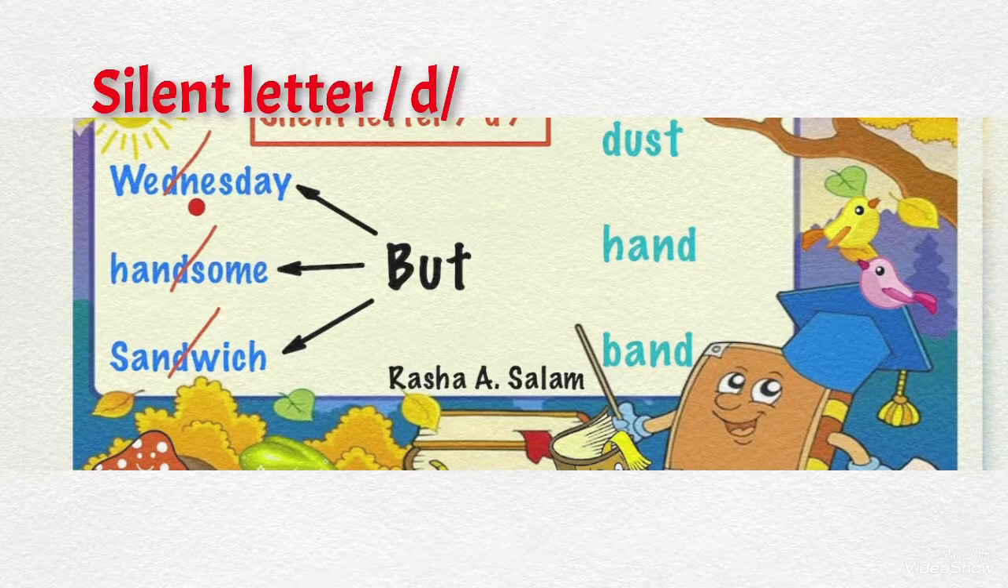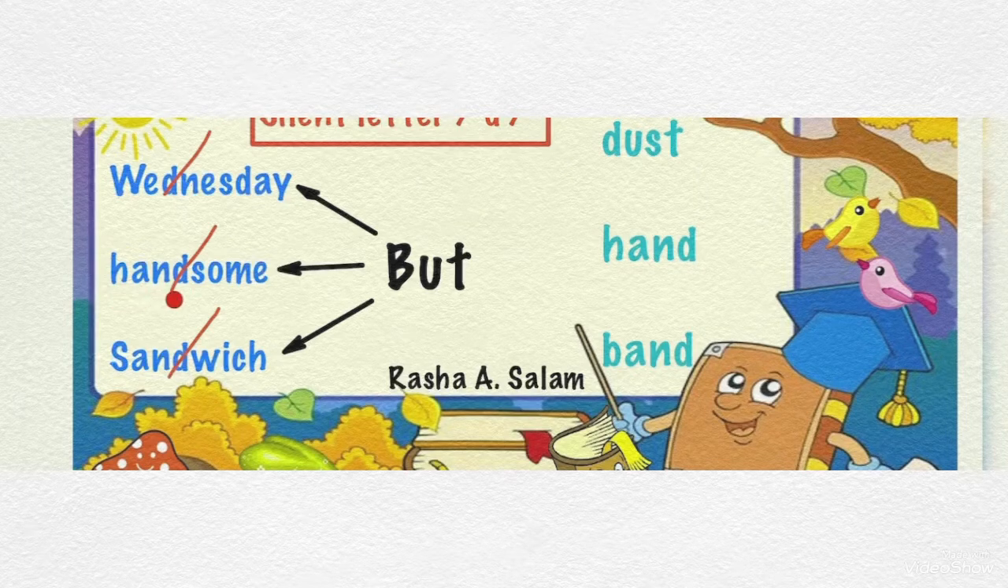Again, Wednesday, handsome, and sandwich. Here, let's read them again and try to repeat after me. Wednesday, Wednesday, handsome, handsome, and sandwich, sandwich. So D, letter D, is a silent letter in these words.